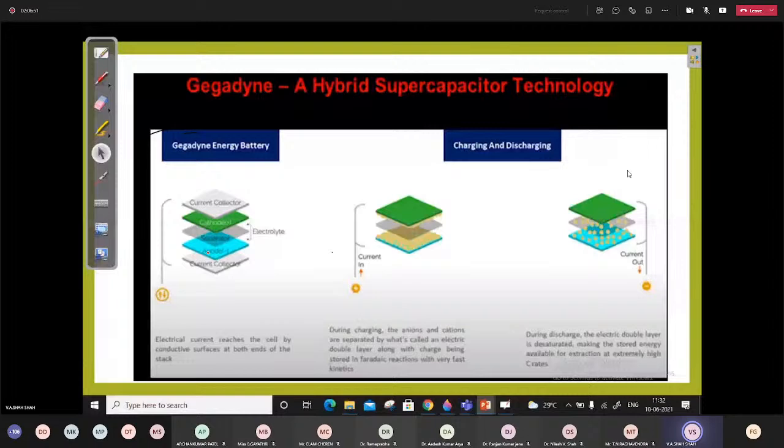Then you have to identify the HESS topology. Topology means whether the battery and supercapacitors are not using any power electronics device, or one device is using a power electronics device and the other is not, so passive, semi-active. Active means both battery and supercapacitors are controlled through power electronics devices.